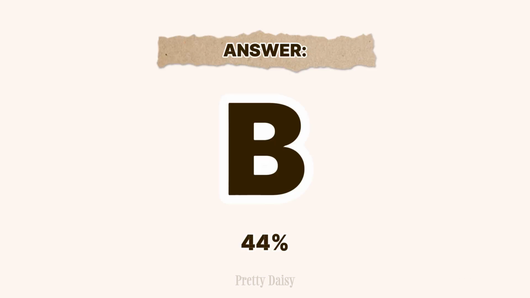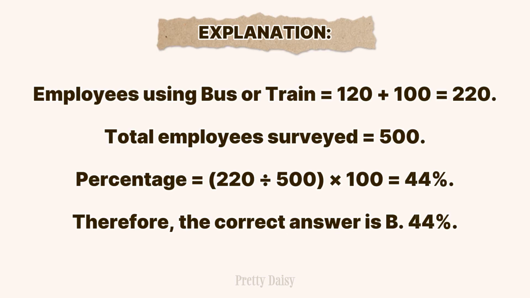Answer: B. 44%. Employees using bus or train: 120 plus 100 equals 220. Total employees surveyed equals 500. Percentage equals 220 divided by 500 times 100 equals 44%. Therefore, the correct answer is B.